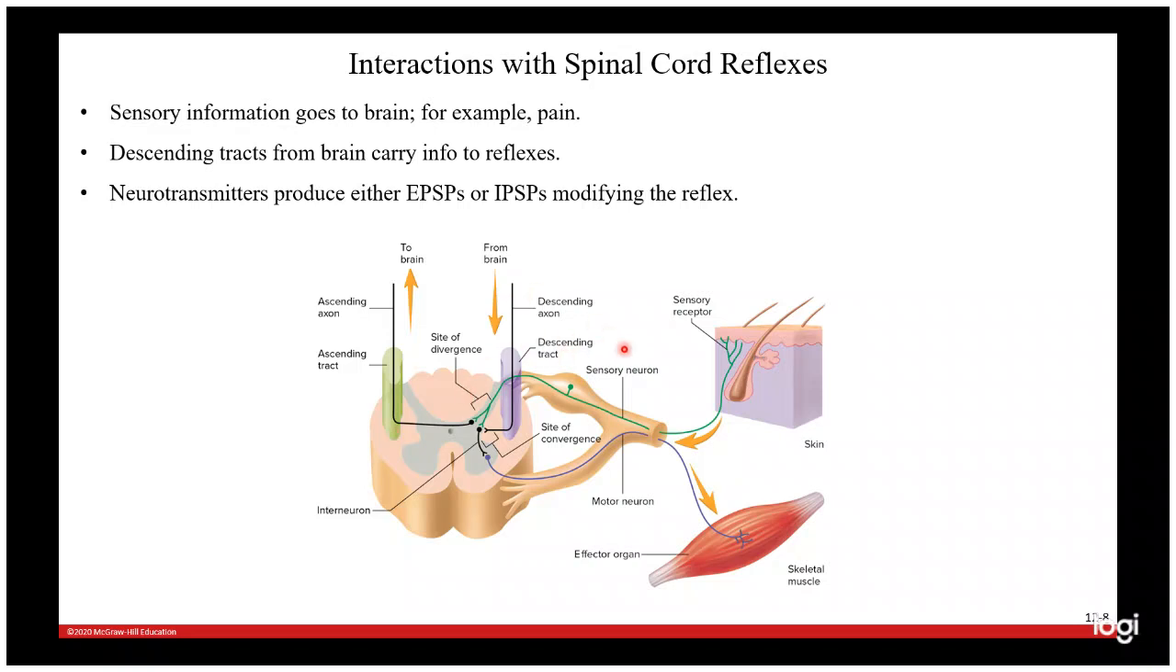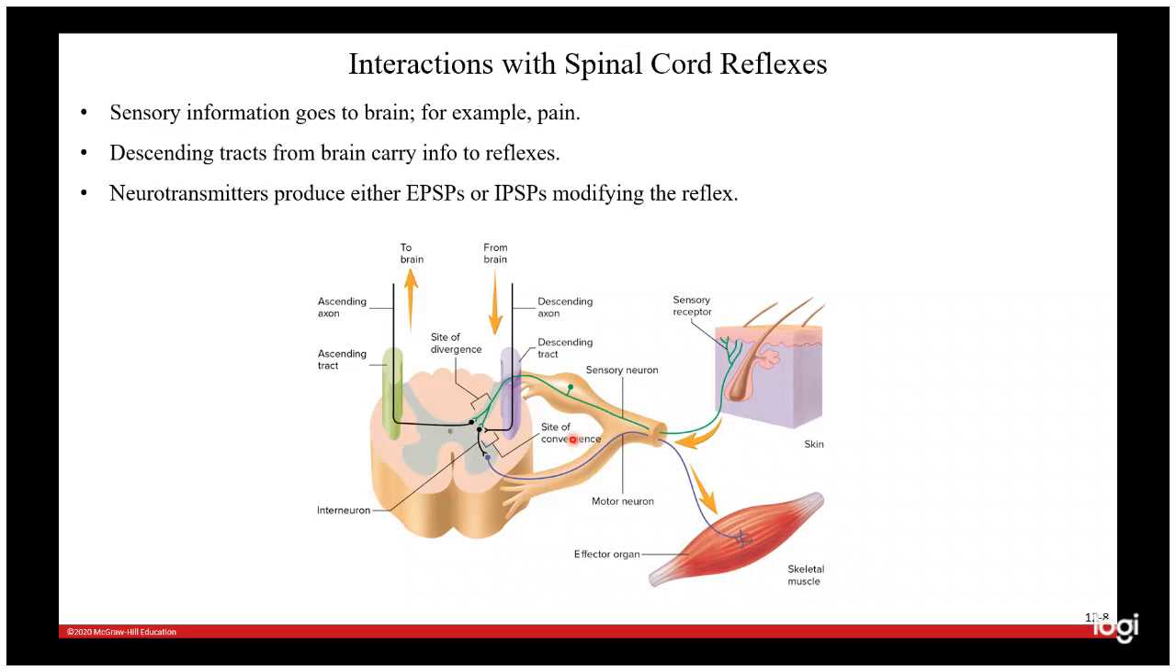However, this is a portion that ties into all of those things that I already showed you. So your sensory information ascends a tract to the brain and it descends a tract back down to where that signal came in and sends the signal out to the effector organ.